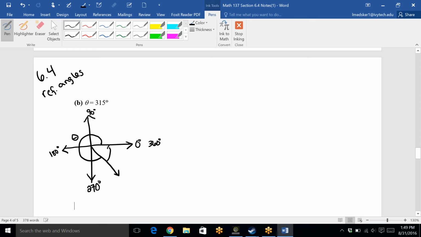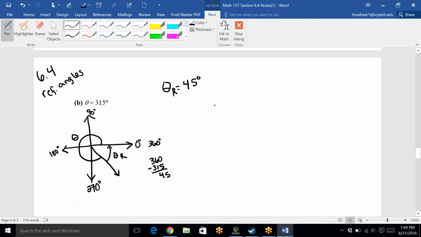We want to know the reference angle, which means reference angle is always its relationship to the x-axis. So we want to know this piece. So essentially, this is just 360 minus the 315, which gives us a degree measure of 45. So our theta of reference is a 45-degree angle.